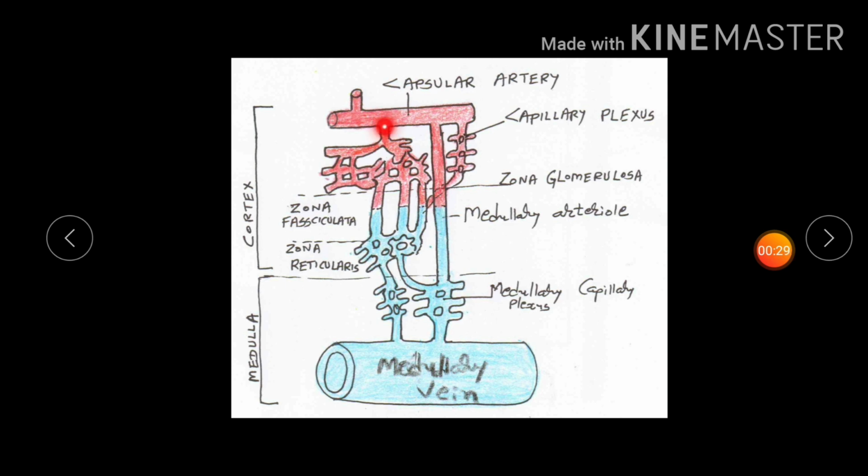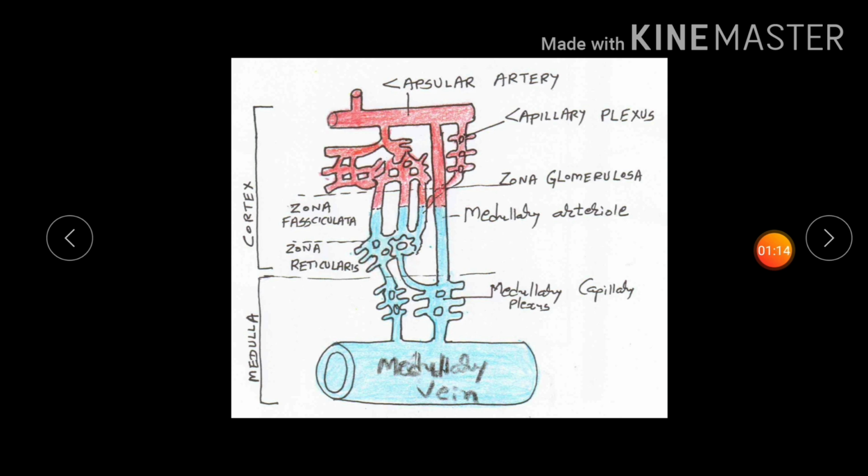So here you can see this one and this second one are the cortical arterioles, and this is the single medullary arteriole. Now the cortical arterioles divide into fenestrated capillaries within the zona glomerulosa, forming a capillary plexus. From this capillary plexus the blood is drained into the venous sinusoids situated in the zona fasciculata.